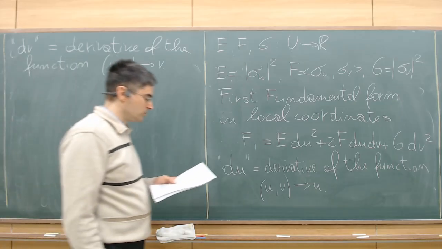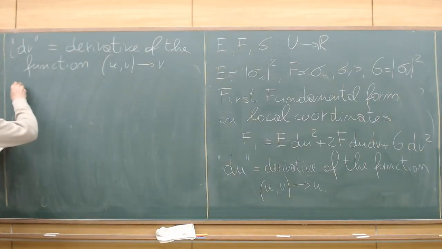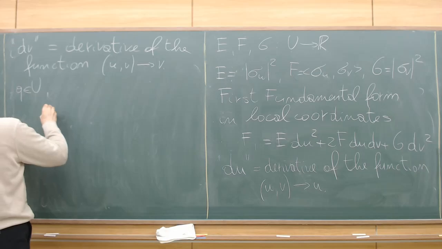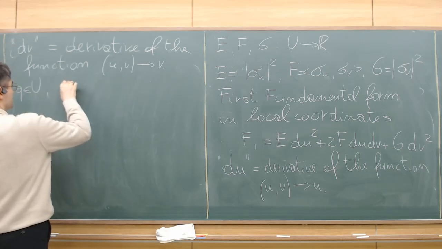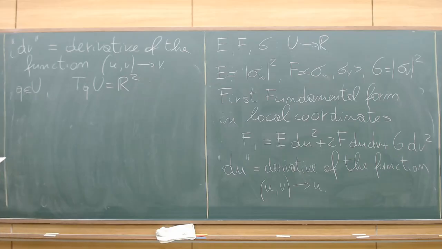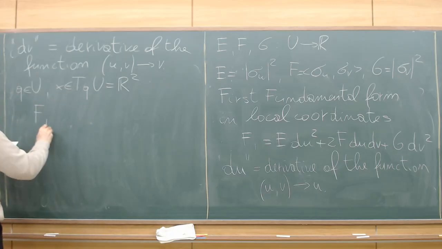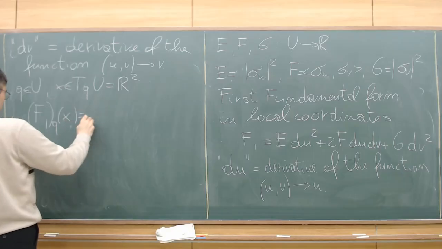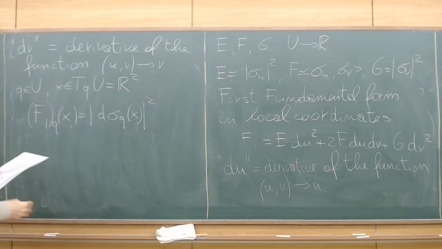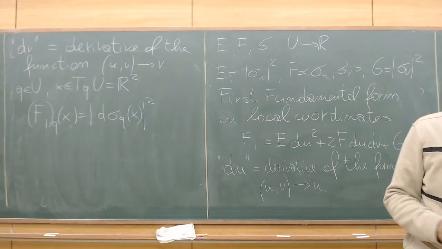We also saw the following identity. If Q is a point of U, and we use the fact that TQU is nothing but R2, then if X is a point of TQU, F1 at Q of X is the length squared of d sigma Q applied to X. Now we want to do something similar for the second fundamental form.